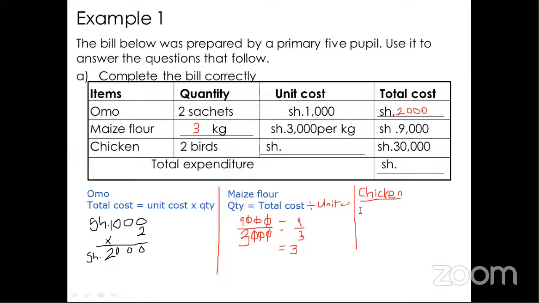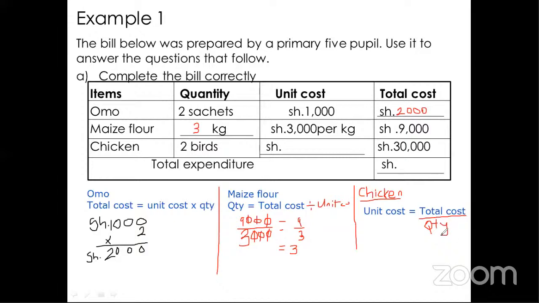And you know, for you to get the unit cost, we said unit cost is equal to total cost divided by quantity. I'm going to use out of because I've run out of space, so it will be total cost out of quantity. You can use out of because this is the same as divide by.